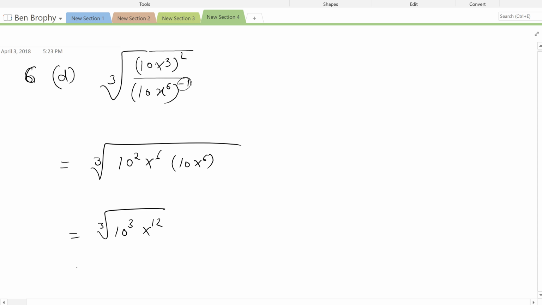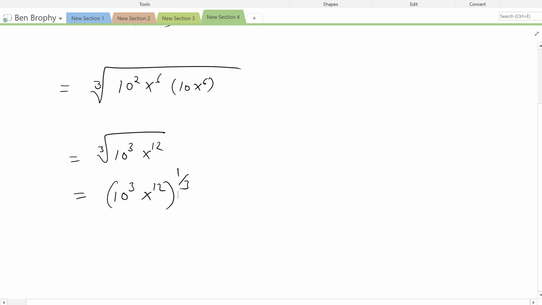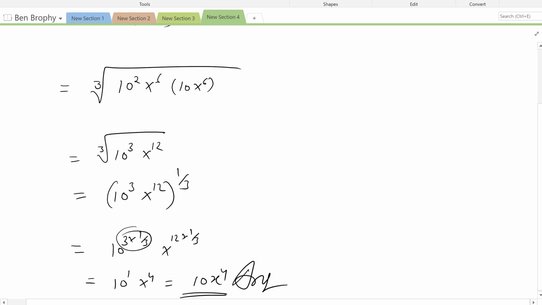Now we know that cube root means we convert the radical form to the exponent, so this cube root becomes a power of 1/3. And now we simply distribute that power. It's going to be 10 to the power of 1, which is 10, and x to the power of 12 times 1/3, which is x to the power of 4. So we got 10x^4. That's the answer. Perfect.